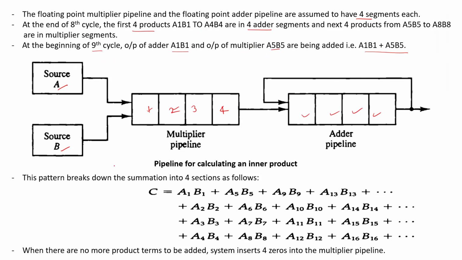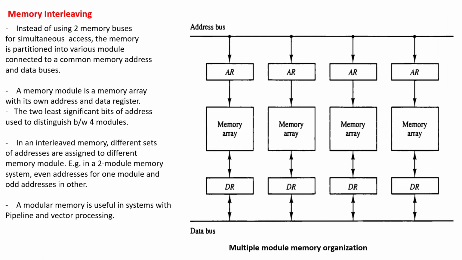And if you want to break this summation into 4 sections, this is how each section performs. You can see the 4 sections here. And when there are no more product terms to be added, the system inserts 0 into the multiplier pipeline. So this is how the inner product calculation takes place.